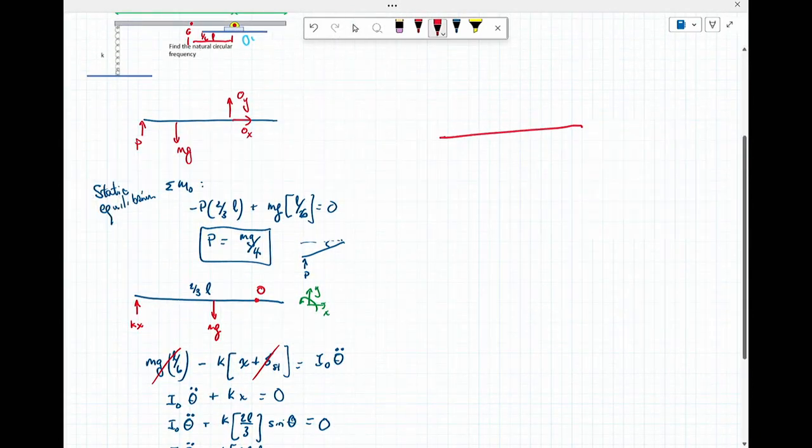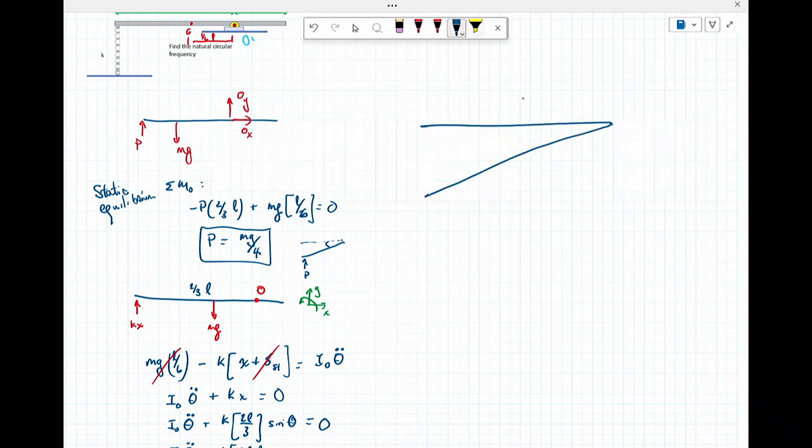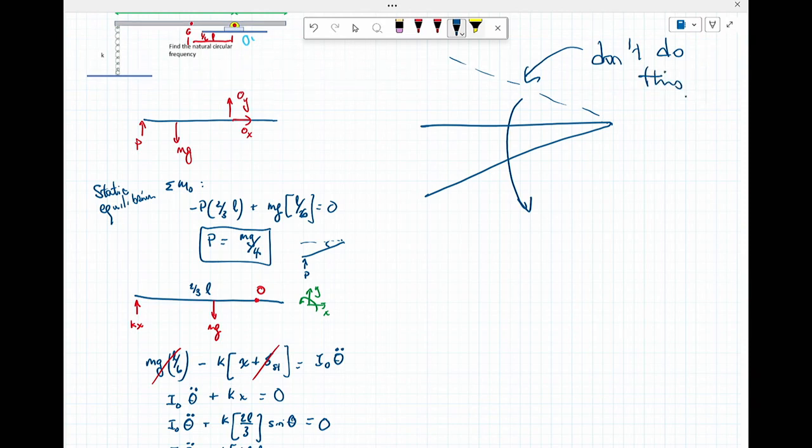I displaced it like this. Part of that is to have the static equilibrium because I expect it. It's easier with rigid bodies. But I cannot displace this rigid body up, because one, I wouldn't be able to get rid of my static equilibrium term.